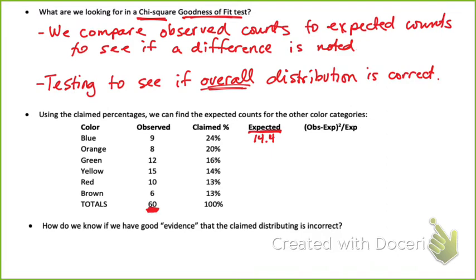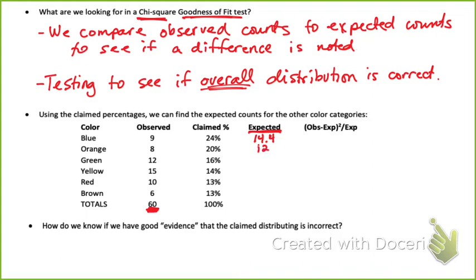Now, here's the question. Is that different because blue's distribution value is wrong, or is that different because of sampling variability? Okay? Orange was supposed to have 20%, and I only got 8 out of 60 that were orange. How many orange candies should we have gotten? 12. 20% of 60 is 12. We should have gotten 12, but we only got 8.